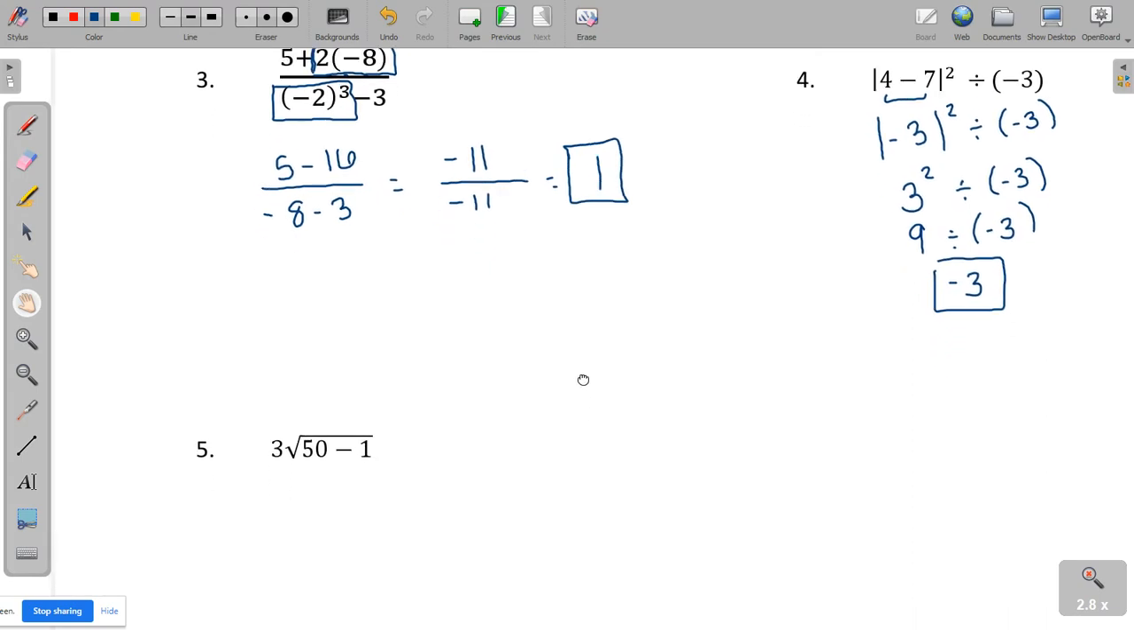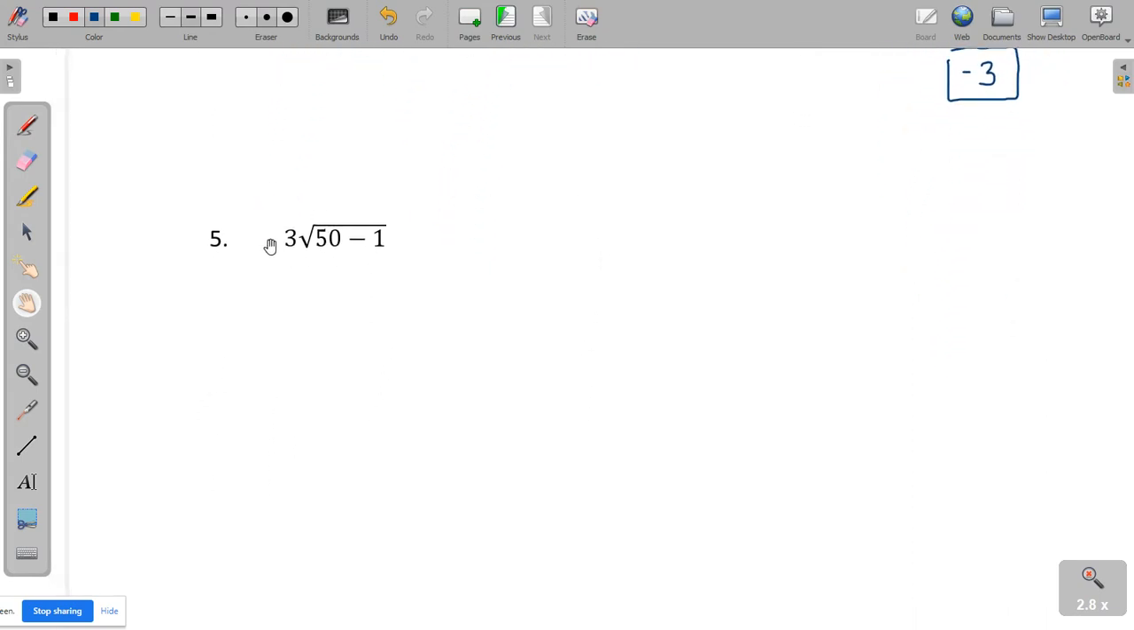Okay, the last problem we're going to look at today is 3 times the square root of 50 minus 1. This square root we're going to treat like a parenthesis or a grouping, so we'll simplify the inside first. 50 minus 1 is 49, square root, and then 3. What is the square root of 49? That is 7, so we're going to take 7 and multiply it by 3, and we get 20.